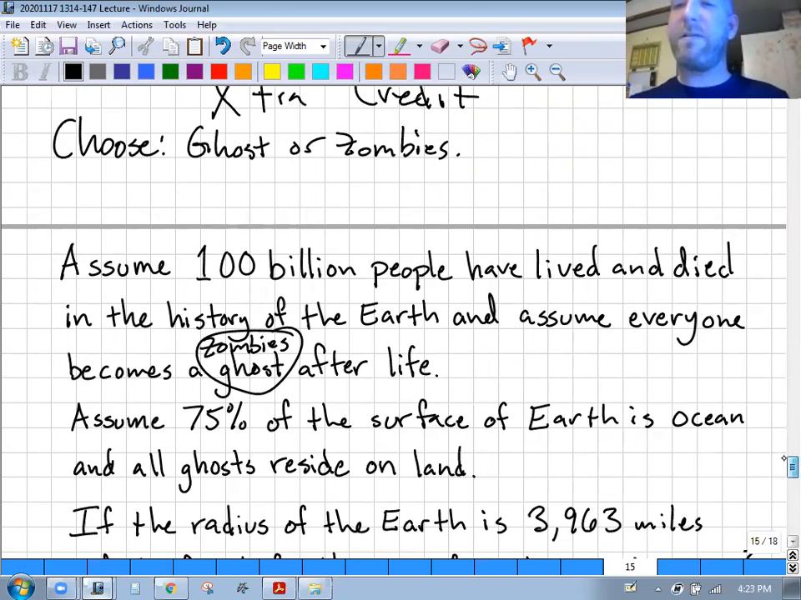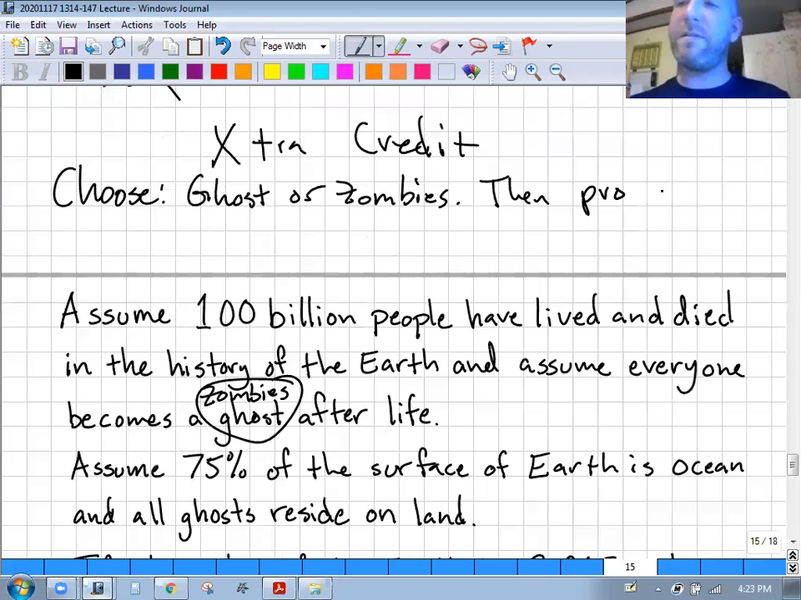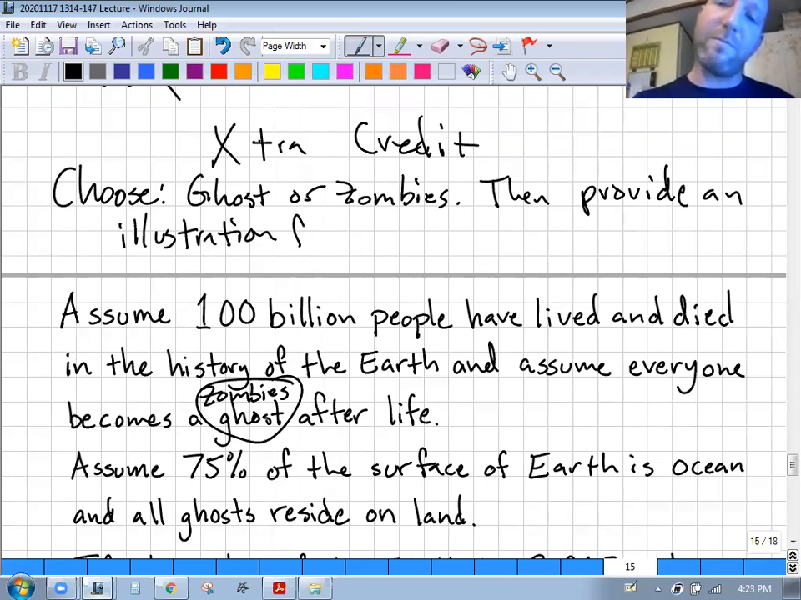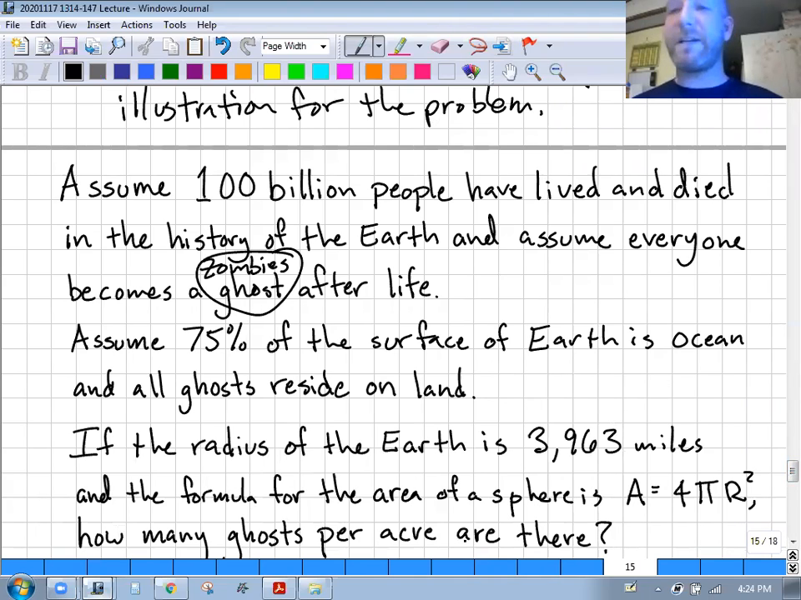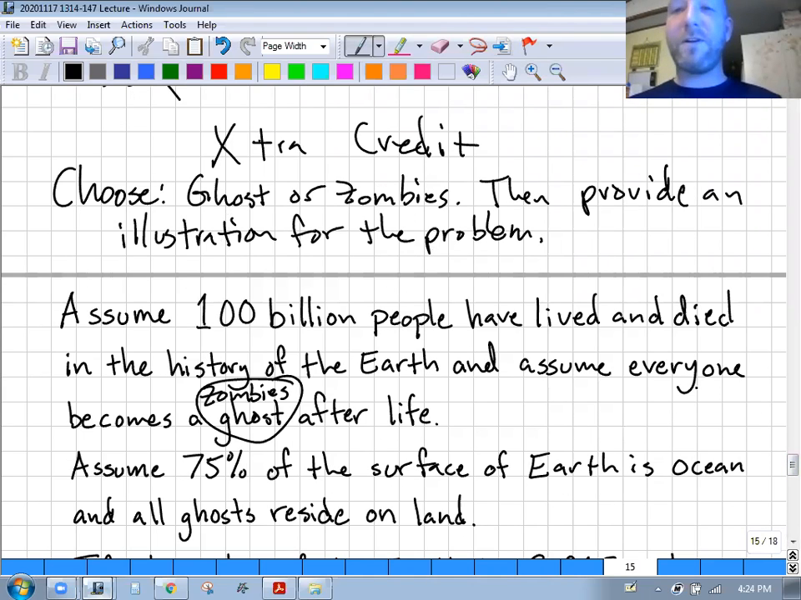All right, and then provide an illustration for the problem. So those of y'all that like art, like to draw or paint or whatever, just create your own illustration for this problem. And depending on which picture is the best, I'll decide on either ghost or zombies. And then I'm going to try to write this up nicely and pass it on to the administration and see if they'll put it in the packet that y'all are learning from for next semester. And I'll make sure that your name is attached. So I don't know, what do y'all think? Is that cool?